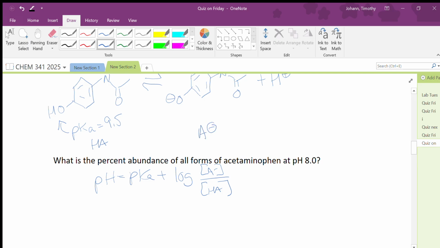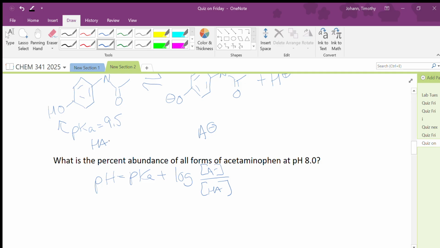All right, when you do these problems, it's going to be important that you indicate, you can come up with your answers, the percentages, but you need to indicate which structure is which, right? So you can tell me HA is 10%, but I need you to also tell me which of the structures is HA.